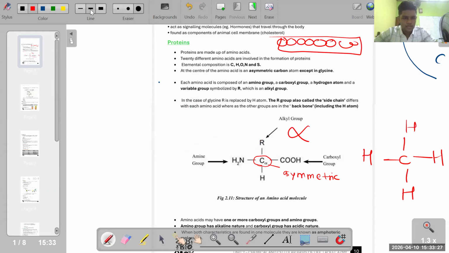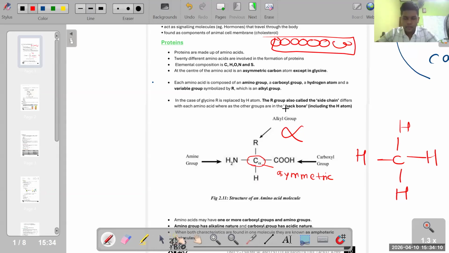So all should be attached the same to be symmetric. To be asymmetric, the simple idea is four groups, right? All four should be different. None of them can be identical. Even if two of them are identical, it is not asymmetric. Yes, all attachments should be non-identical. Clear, right? No doubts in that. I hope it's clear.